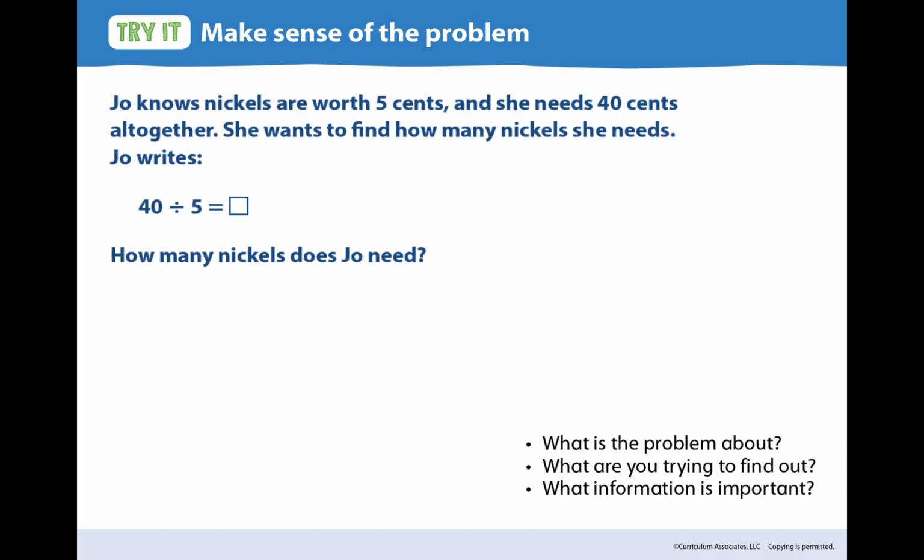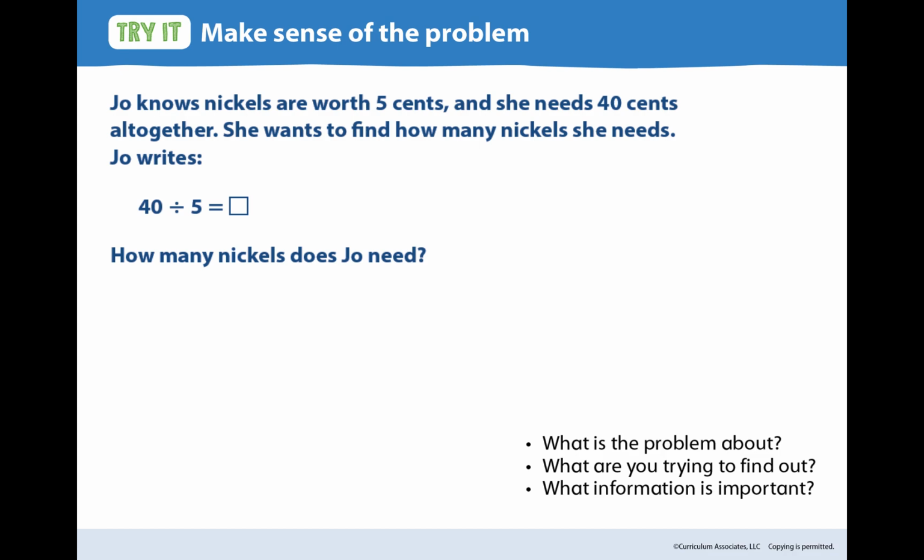So now that you've done your bell work, we are going to try this problem. I will read it out loud to you since you guys aren't here. Joe knows nickels are worth 5 cents, and she needs 40 cents altogether. She wants to find how many nickels she needs, so she writes 40 divided by 5 equals. So now we need to try and find out how many nickels Joe needs.